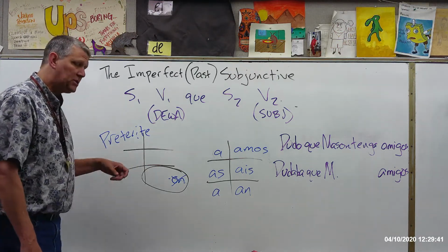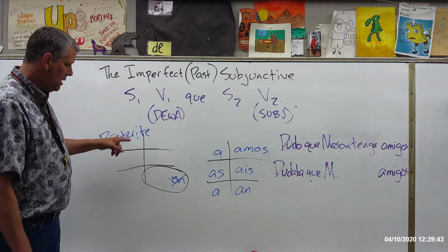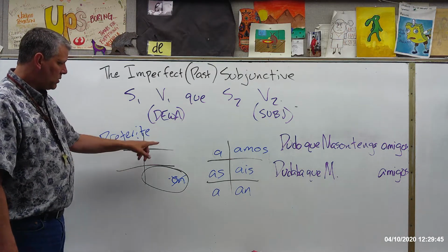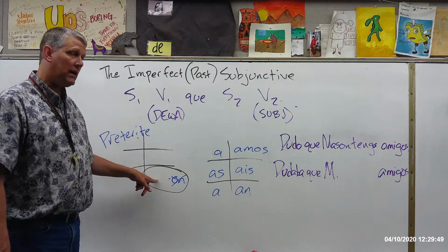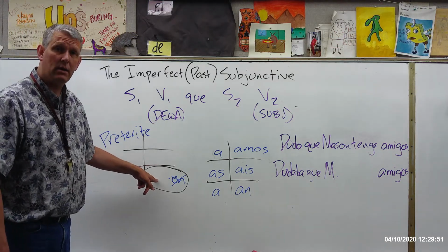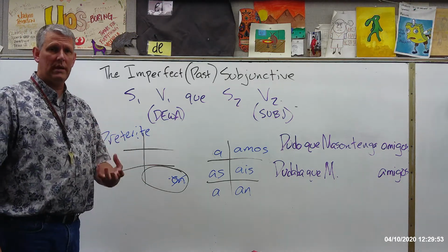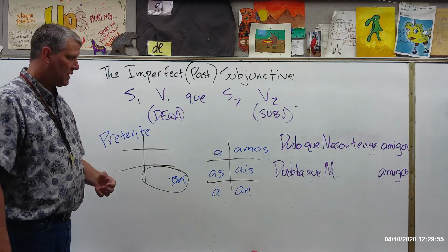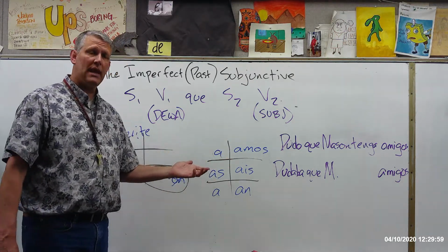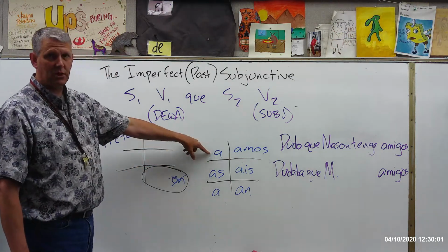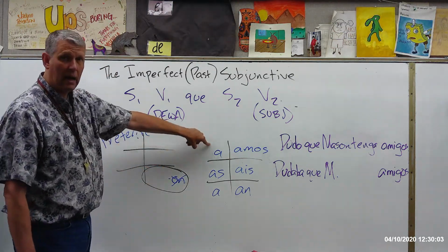So, for example, if we took the verb comer: comí, comiste, comió, comimos, comisteis, comieron. We drop the O-N, we're left with comier. Comier is my root now for the past subjunctive. And then what I do is I just tack on these endings depending on who's doing the action. So the yo form in the past subjunctive would be comiera.